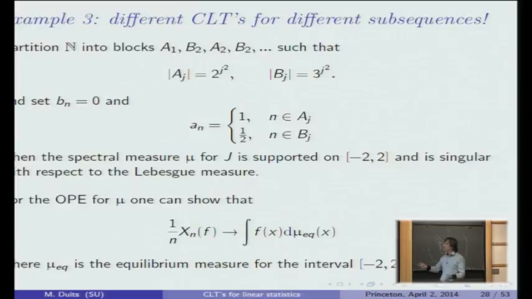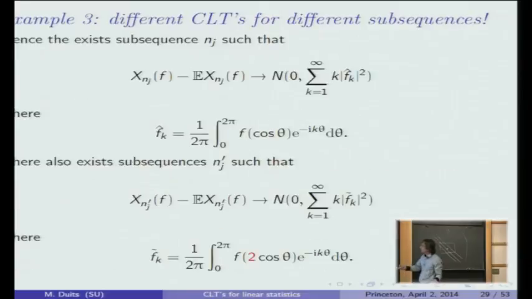But then we have two growing blocks, so we can take the center in the block where we have a half, or we can take it where we have all these ones. So we have two different types of central limit theorems. In one, the coefficients are given by this integral from 0 to 2 pi of f of cosine theta, and in the other one we have f of 2 cosine theta, which is a different central limit theorem. So although the density of points still converges to the equilibrium measure, you can have two different types of fluctuation theorems. This is an interesting phenomenon that happens here.